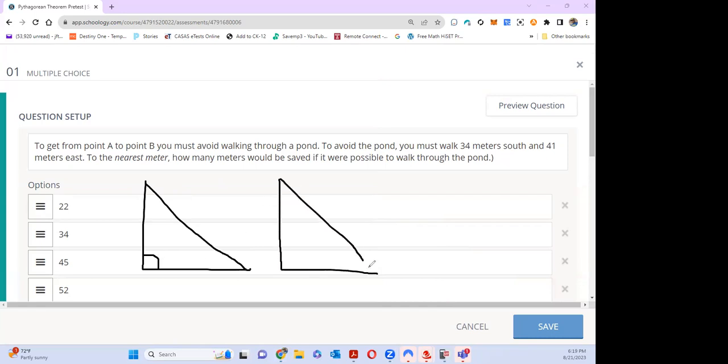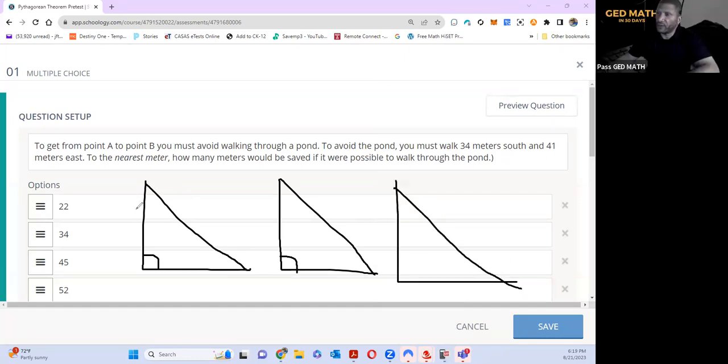We'll do the missing side. If I know A and B, if I know A and C, or I know B and C, those are the only three options you can have if you're missing a side. Am I correct? Yeah.